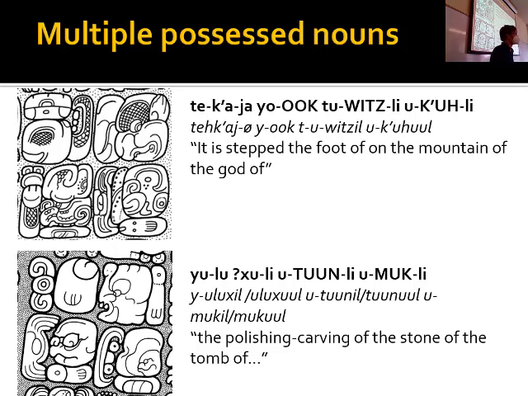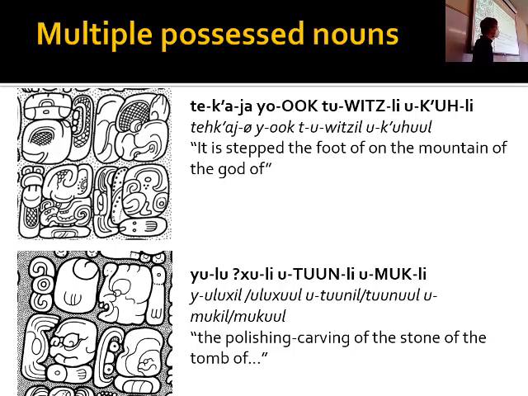To make the matters more confusing, the king is actually dressed as the god. So there's like a depiction of the king dressed as the god. So like the foot can belong to both visually. And perhaps that's why the text is so ambiguous. Maybe I'm just stretching it a little bit. So that's the problem with multiple possessions. This one is a little more straightforward.